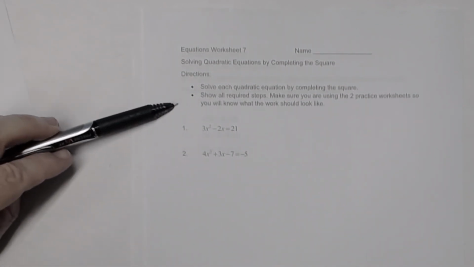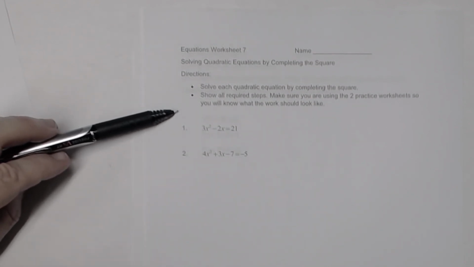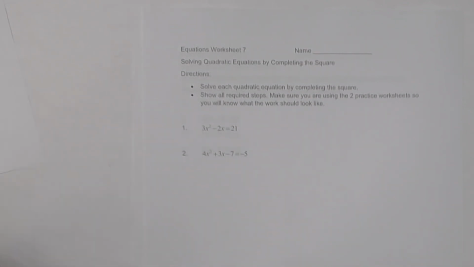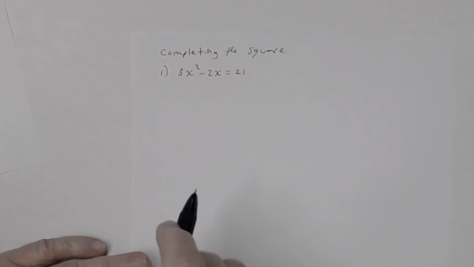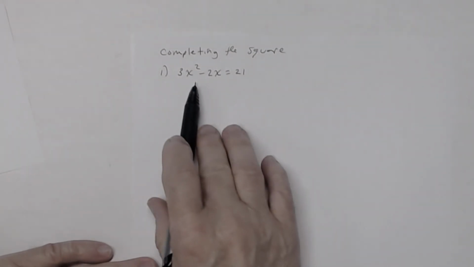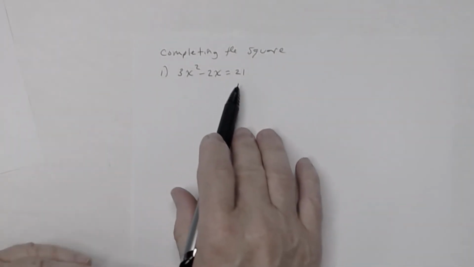Then you needed to show all steps and make sure you're using the two practice worksheets so that you will know exactly what the work should look like. All right, so let's look at number one. We have this quadratic equation, and it's 3x squared minus 2x equals 21.